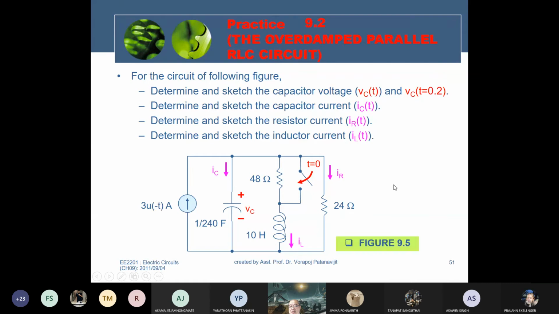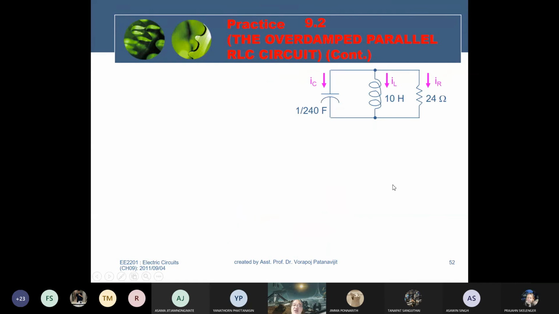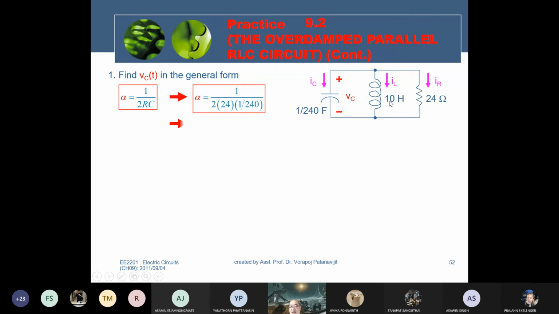Now, the first step, you must determine which case it is first: overdamped, underdamped, or critically damped. You know that it's already the parallel case. You would like to determine the capacitance voltage. Alpha equals 1 divided by 2RC.